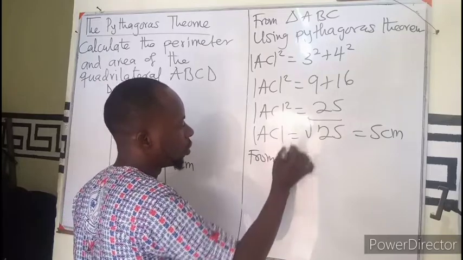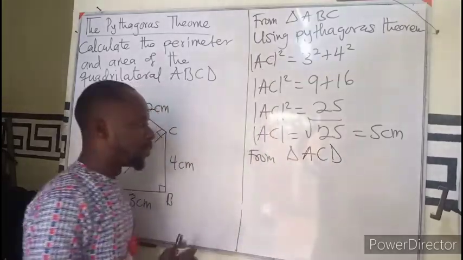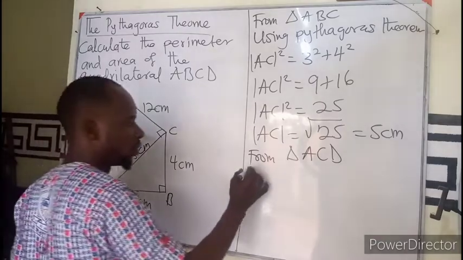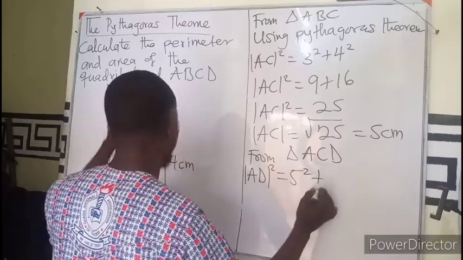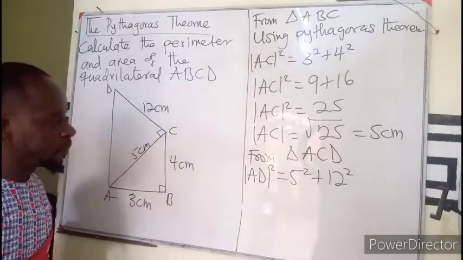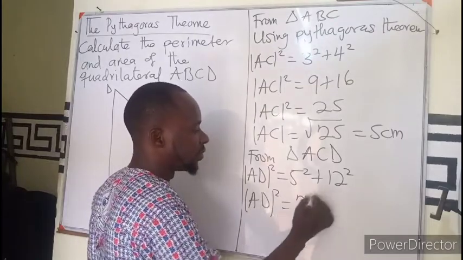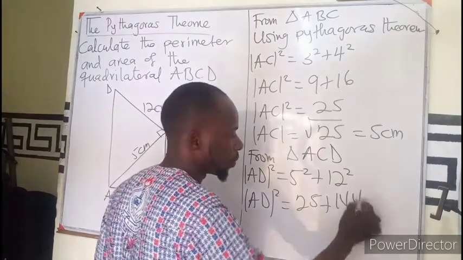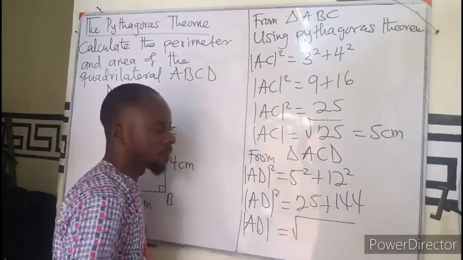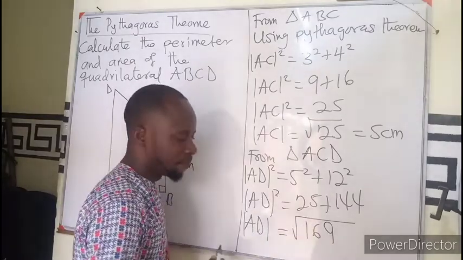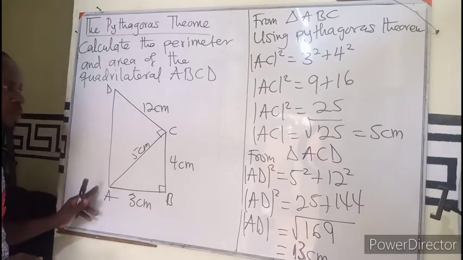So from triangle ACD, using the same Pythagoras theorem, we can say that this is the longer side, which is going to be AD squared equals the shorter side 5 squared, plus the other shorter side 12 squared, which we have here. So this is going to be AD squared equals 25 plus what? I think that will be 144. So your AD is going to be the square root of 169, and that will just be 13 centimeters. So this side is going to be 13 centimeters.